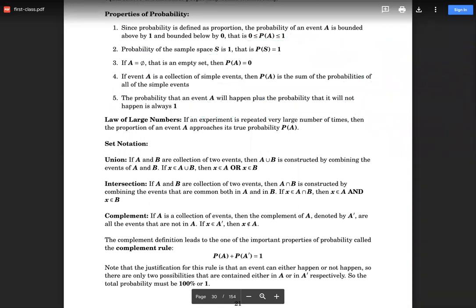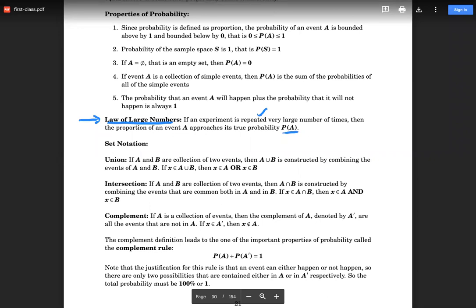The next thing I'm going to talk about is a very important concept called the law of large numbers. This is something you may hear in conversation, when people have discussions about things. People tend to use this term, law of large numbers. So what it is: if an experiment is repeated a large number of times, the proportion of times event A happens approaches the true probability of A, which is basically the frequency definition.